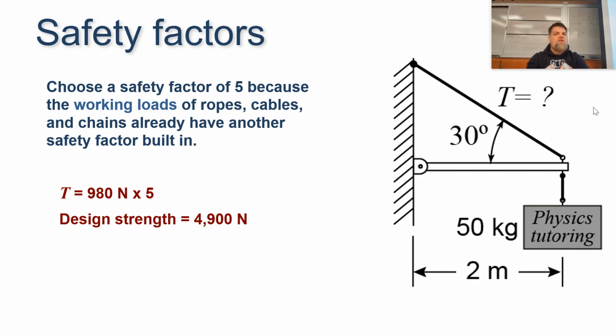So I say, well, I feel comfortable with a safety factor of 5. That just means I'm multiplying 980 newtons times 5. So my design strength for this sign should be 4,900 newtons. Okay? We should have 4,900 newtons tensile strength in whatever I use to hang the sign. And that should be more than enough. That way, if the wind blows, heck, a person could even climb on the sign.